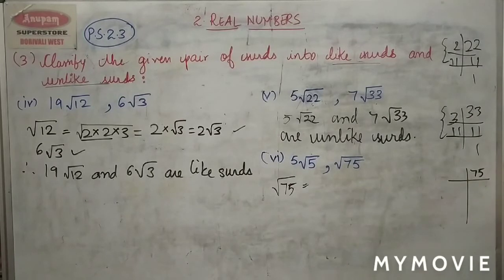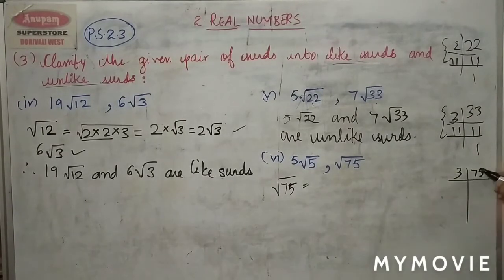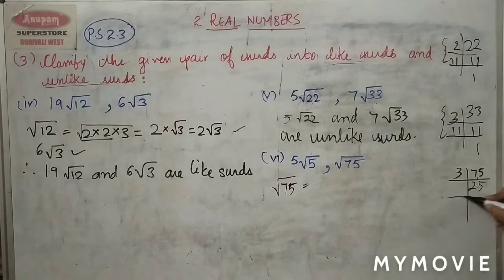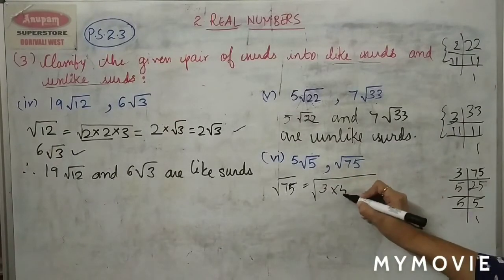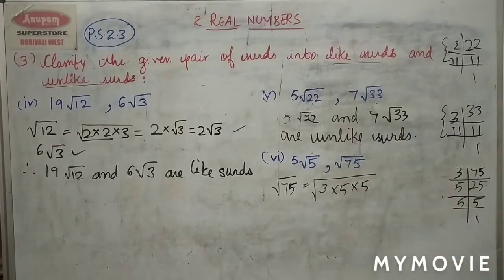This number is not divisible by 2, and therefore the next prime number is going to be 3. So 3 2s will be 6. Remainder will be 1. 3 5s are 15, then this will be 5 5s are 25 and 5 1s are 5. So that means when I solve this, I'll get this as 3 into 5 into 5.